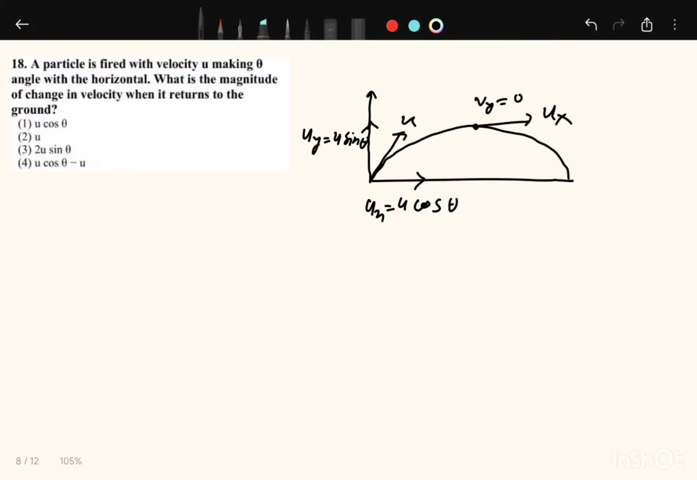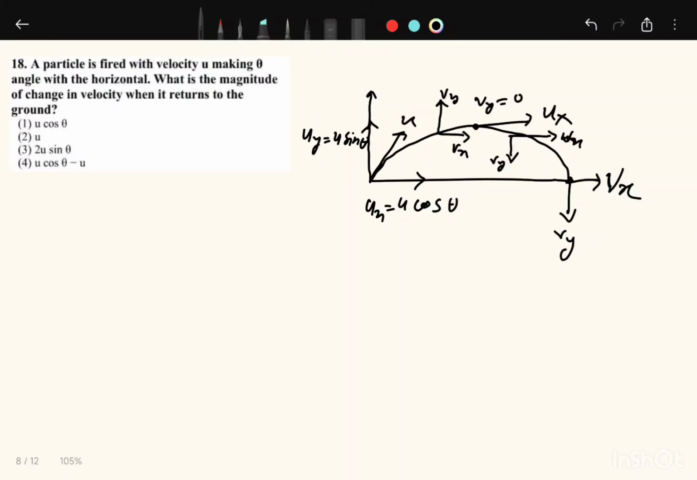Before reaching the highest point, your vertical velocity is always in the upward direction, right? But after reaching the maximum point, your vertical velocity becomes 0, and after that your vertical velocity becomes downward, right? So vx will be in this direction, and vy will be in the downward direction, right? So when your particle reaches the ground, its vertical velocity will be in the negative y direction and horizontal velocity will be in the x direction.